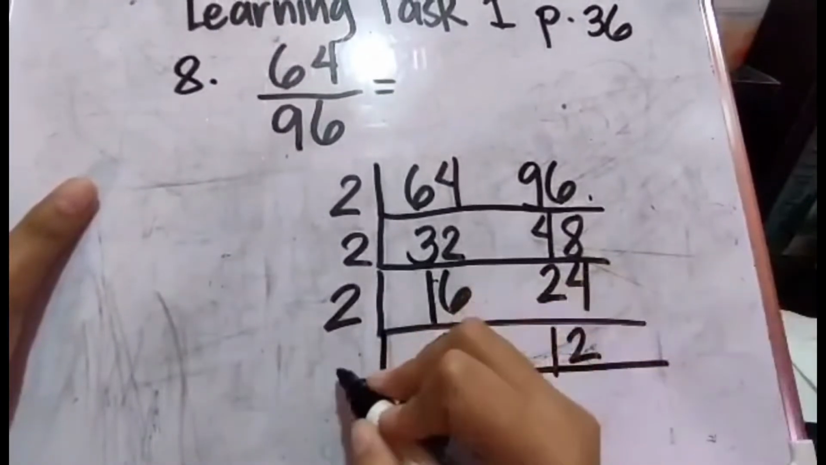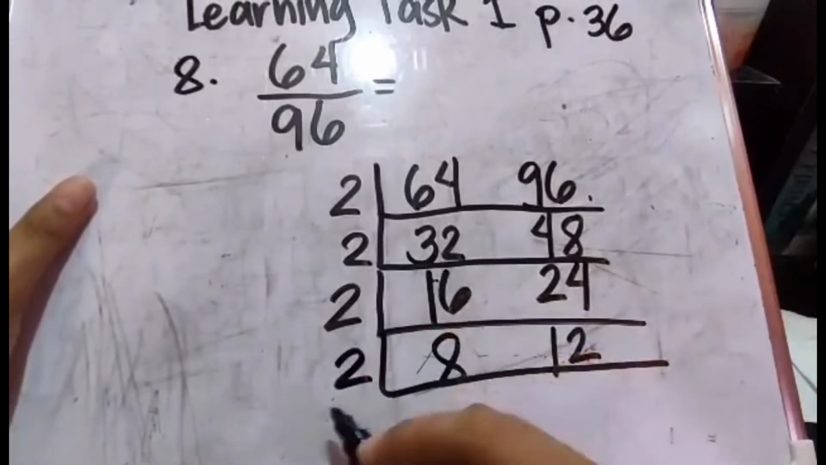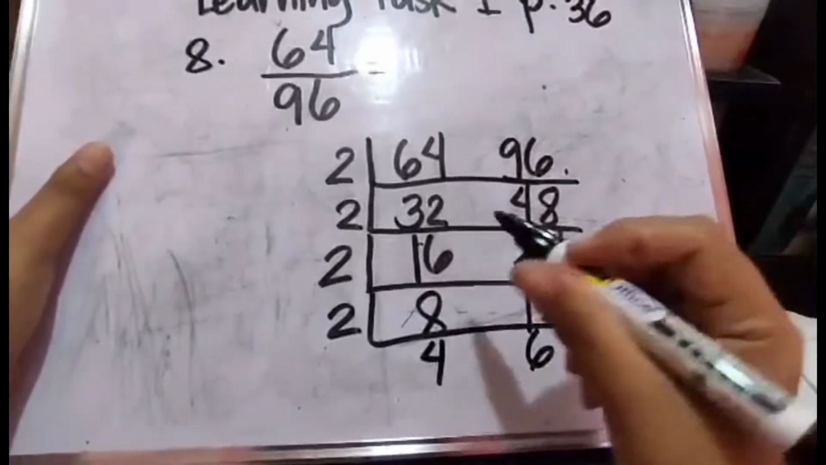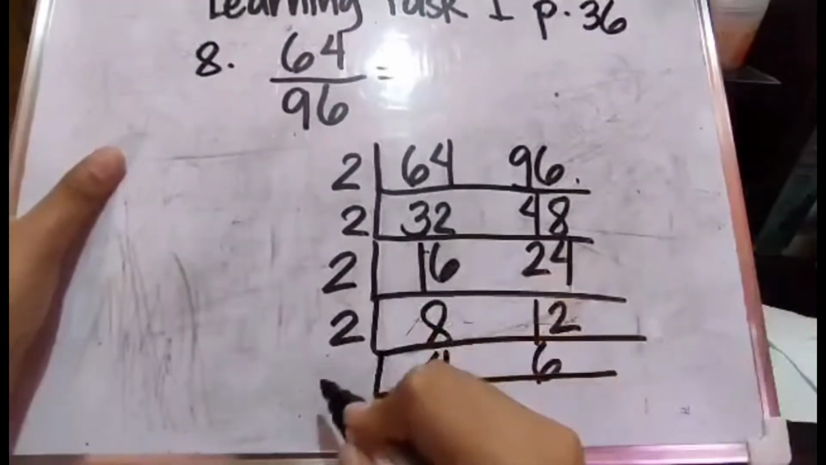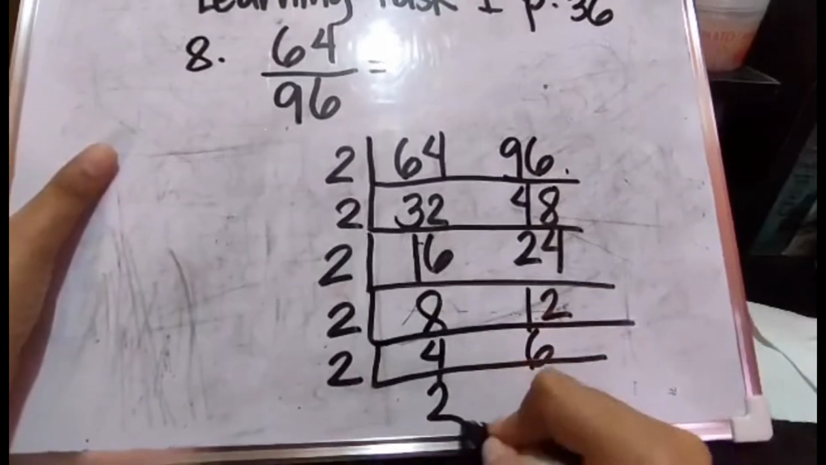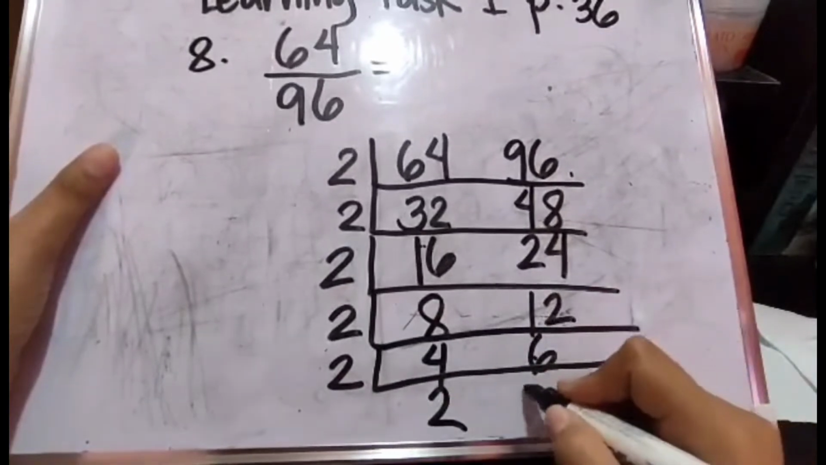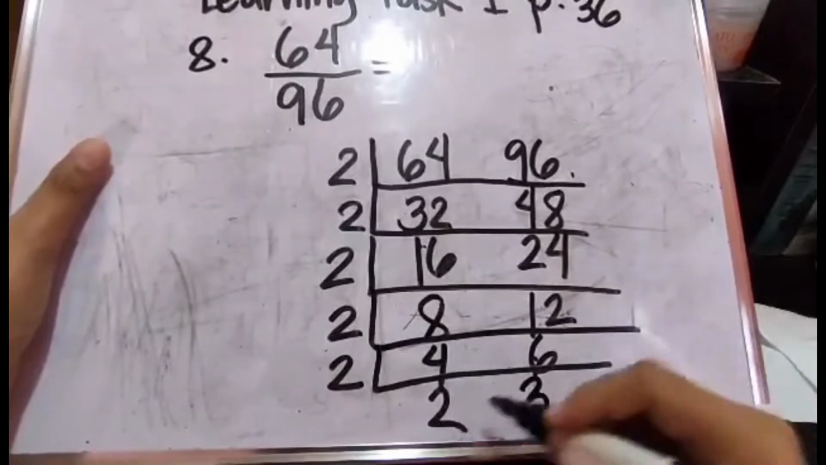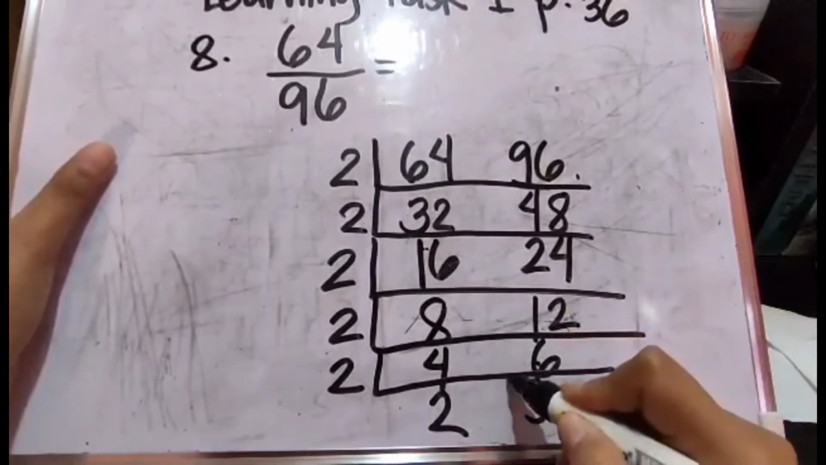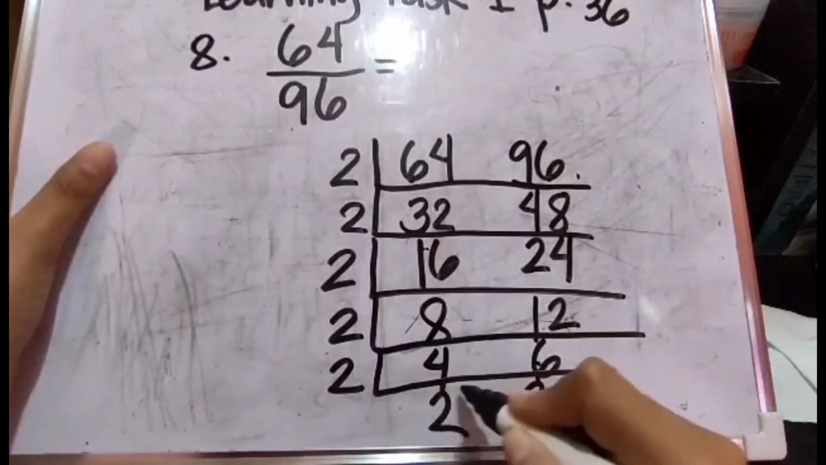Pwede pa uli. We have 2. 8 divided by 2 is 4. 12 divided by 2 is 6. Pwede pa. Nandun na tayo sa last term natin. 4 divided by 2 is 2, and then 6 divided by 2 is 3. So, since prime numbers na sila, pwede na natin siyang sabihin siya yung lowest term.